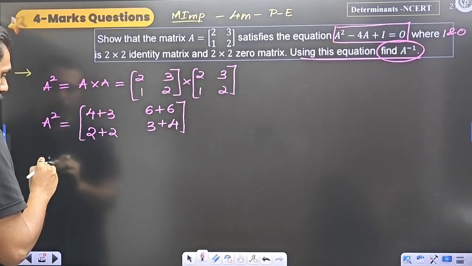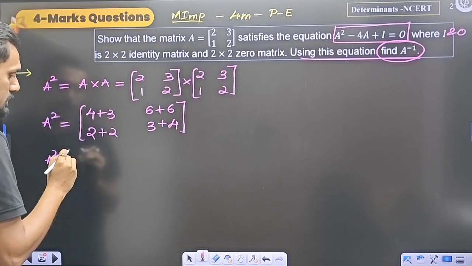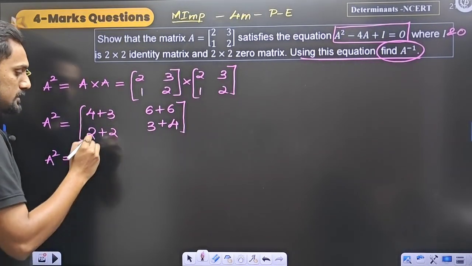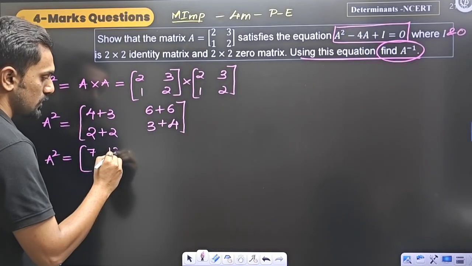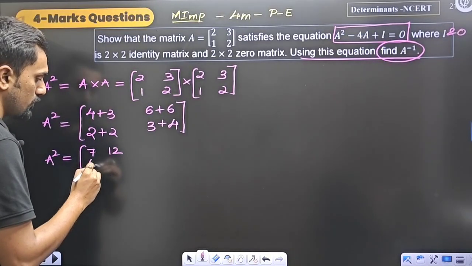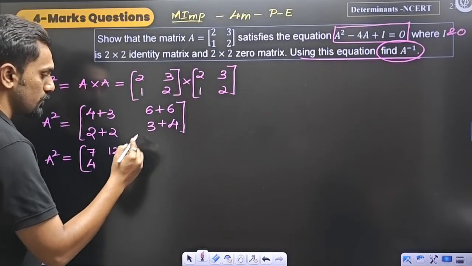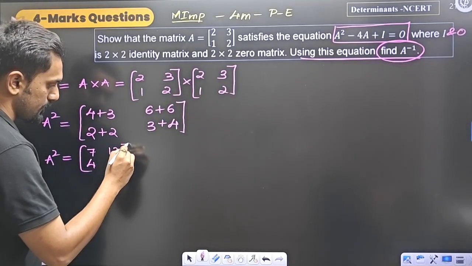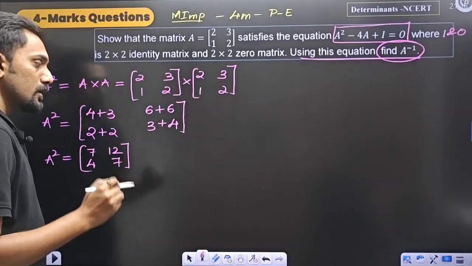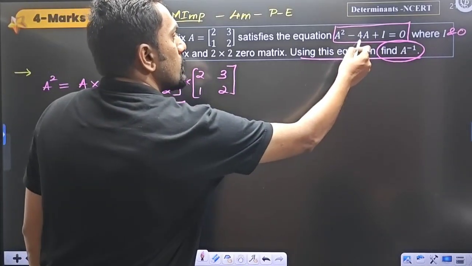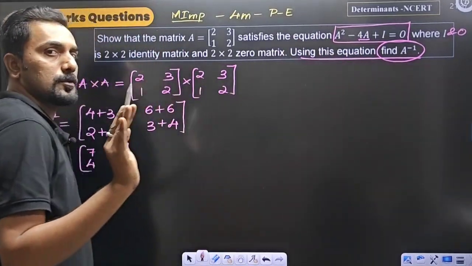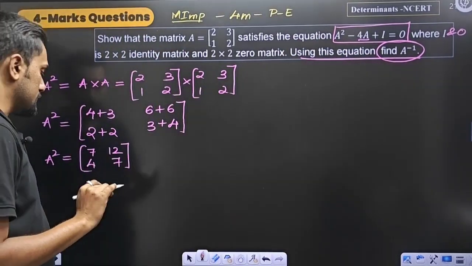So after simplifying, what is A square? 4 plus 3 is 7, 6 plus 6 is 12, 2 plus 2 is 4, then 3 plus 4 is 7. Okay, once A square is found, I need to find 4A. Don't go for finding minus 4A, I will tell you why later.